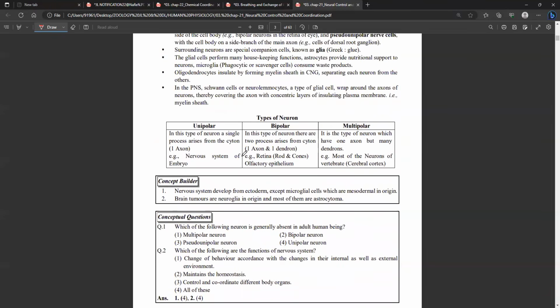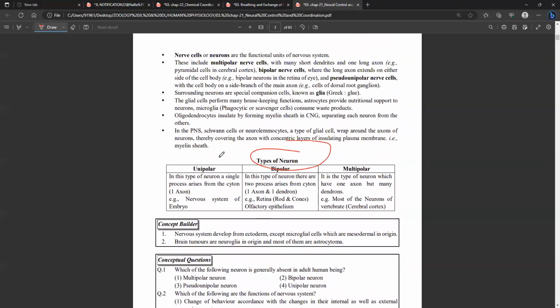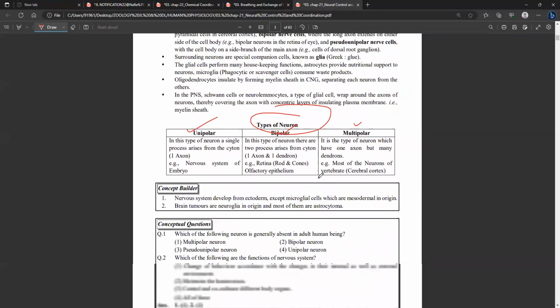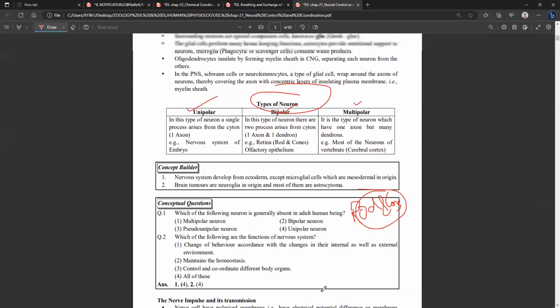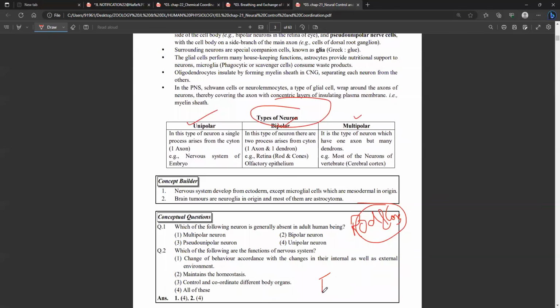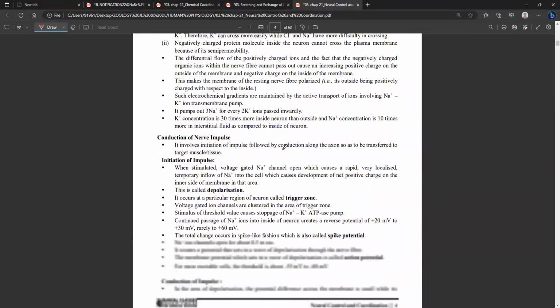So you people have to focus on these things. Anyway, when I am explaining, it will become easy for all of you. Types of neuron: unipolar, bipolar, multipolar, you have to read where they are present. They can ask a very simple question. Which of the following neurons is present in the rod and cone cells of the retina? Which is the bipolar. Which kind of neurons are very common in the nervous system of the embryo? Which is the unipolar neuron. This kind of questions can be asked.